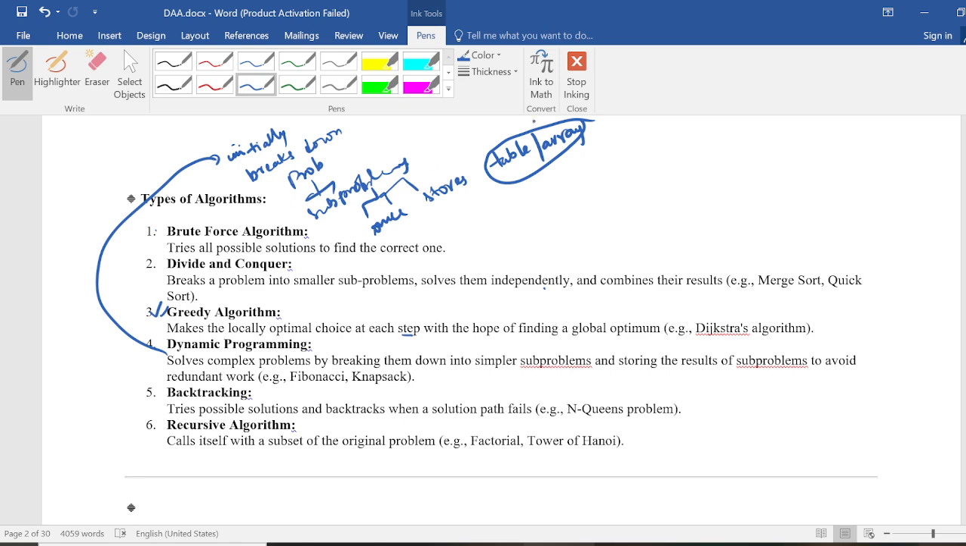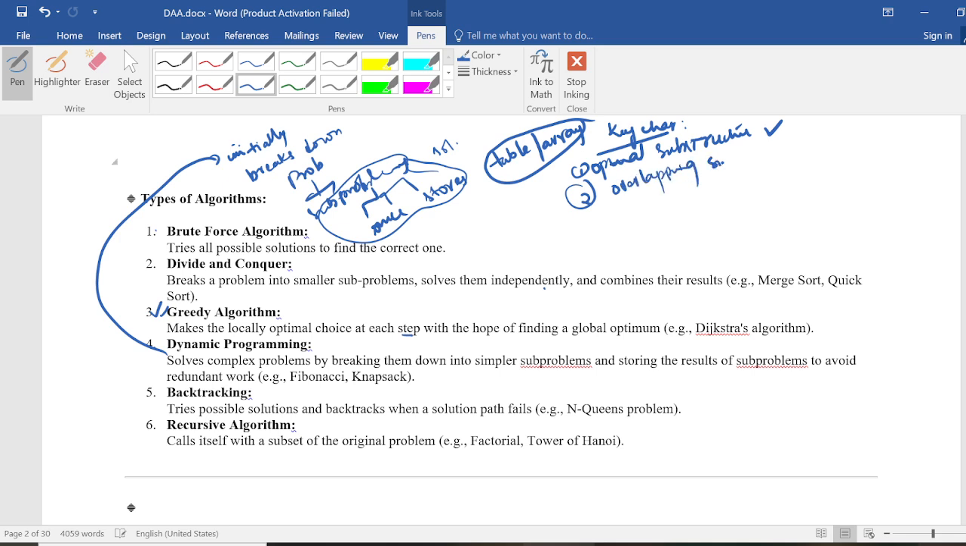So what are the key characteristics? Looking into the key characteristics of dynamic programming, first is optimal substructure. It is the solution to the problem being composed of solutions to its subproblems. The final solution is obtained by combining the solutions to its subproblems. That is called optimal substructure. And the second one is overlapping subproblems. The same subproblems are solved multiple times. Sometimes there is a chance of solving the same subproblems multiple times.